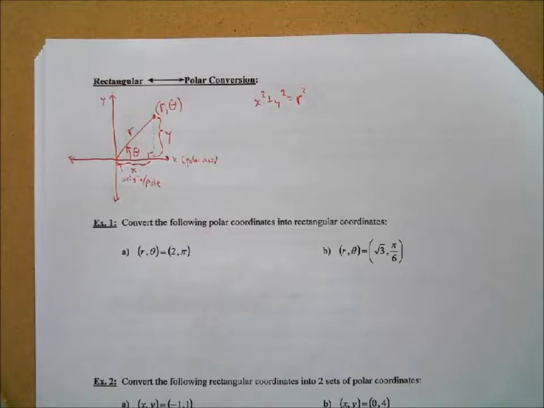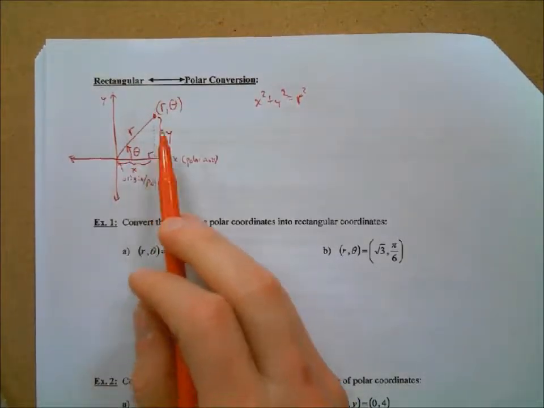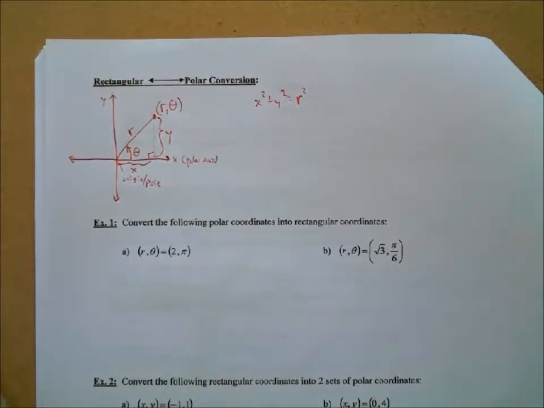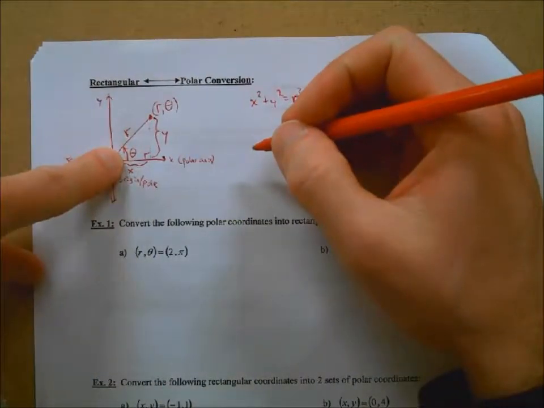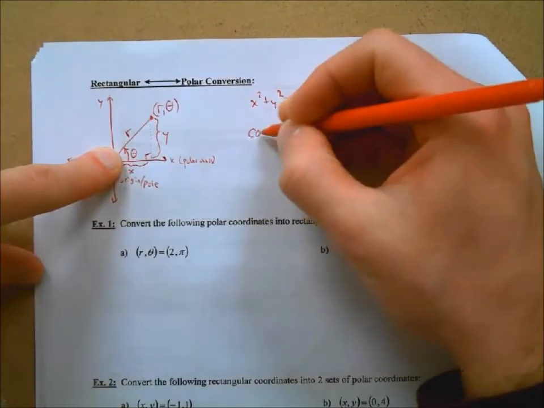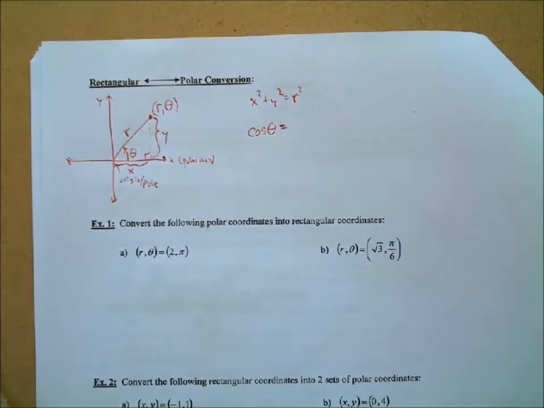What about theta, though? How can we relate theta? What do we normally use to relate angles and sides of a right triangle? What kind of things do we use? Right, sine, cosine, tangent, right? Trig ratios. Well, we can do that here. So, for example, cosine of theta will equal what ratio? Well, let's see here.